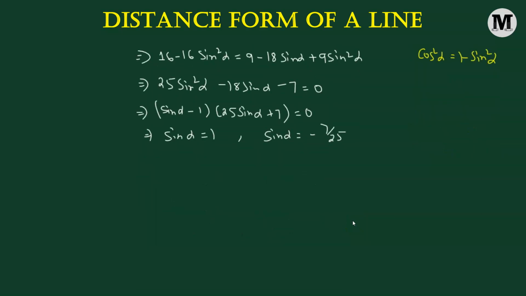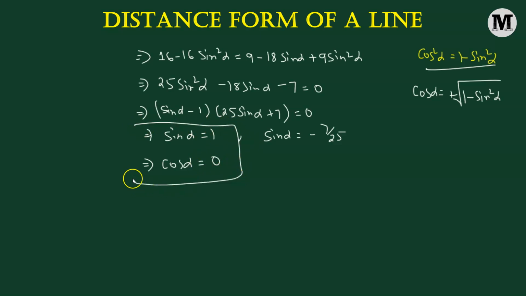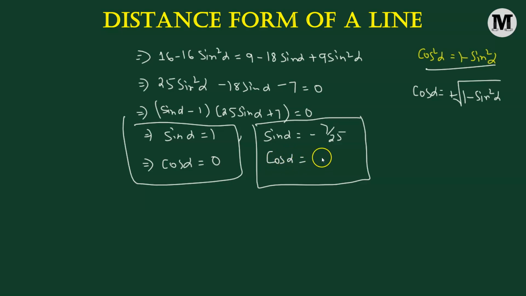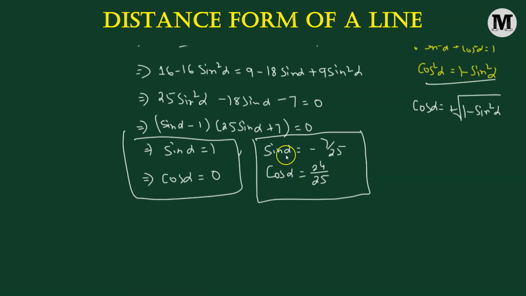Okay, now that we have sine alpha, we also need to find its corresponding cosine alpha. So here cosine alpha is going to be equal to the square root of 1 minus sine squared alpha. We're going to consider the positive value. So whenever we have sine alpha equals 1, its corresponding cosine value is going to be 0. So this is going to be one particular value. And then when we have sine alpha equals negative 7 over 25, then the corresponding cosine alpha comes out to be positive 24 over 25.